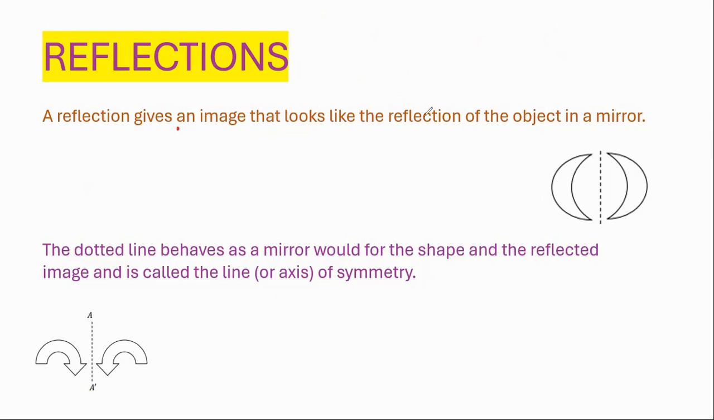The reflection gives an image that looks like the reflection of an object in the mirror, like this. Okay, because if you see your left hand in the mirror, then there is a change of the side. The right will become left and left will become right. So that's the change that we are able to see.